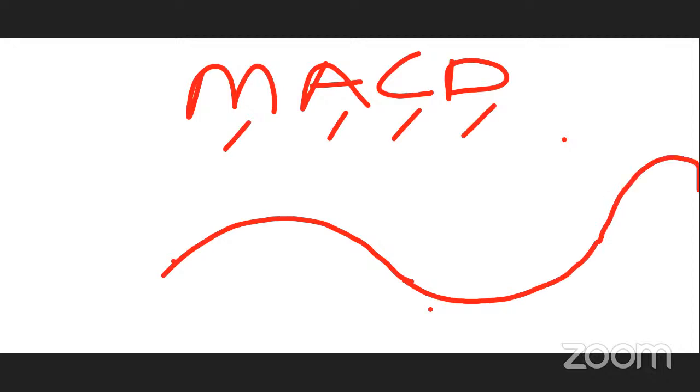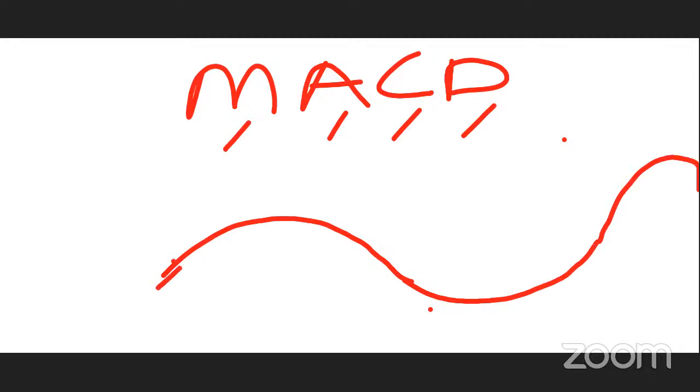Okay, let's go. So the indicator is called the MACD, the moving average convergence divergence indicator. And like I've said, it converges, then it diverges. You see, it forms something like this. When the market goes down, then it goes up.